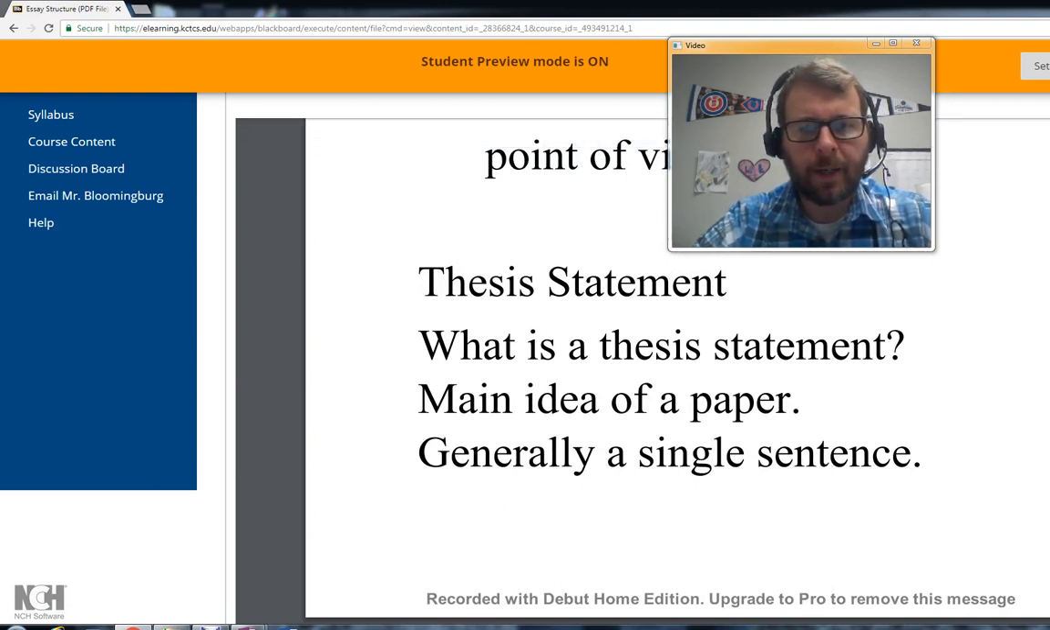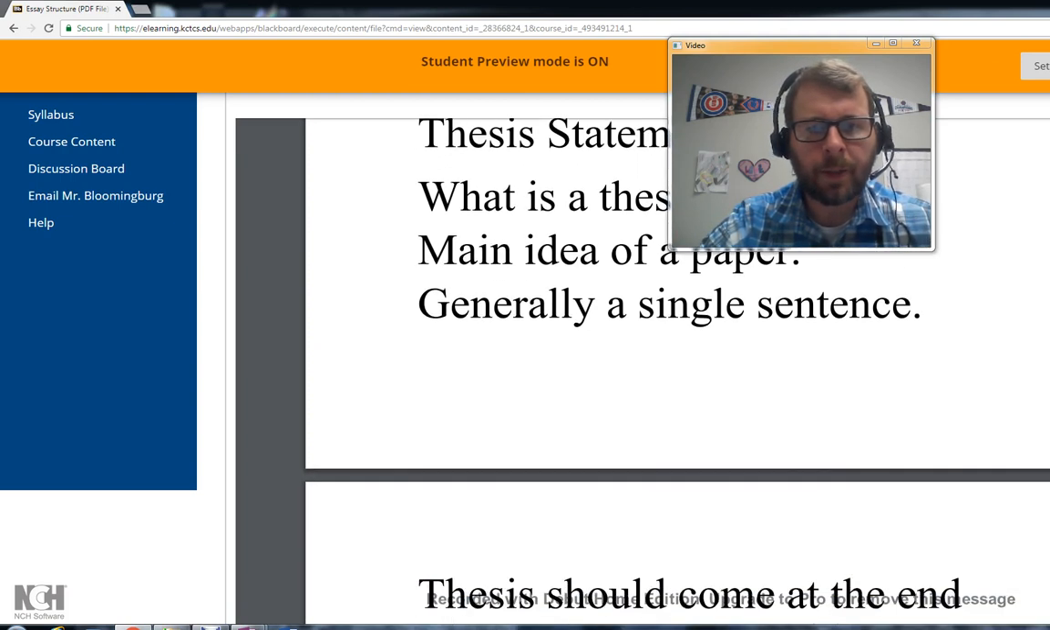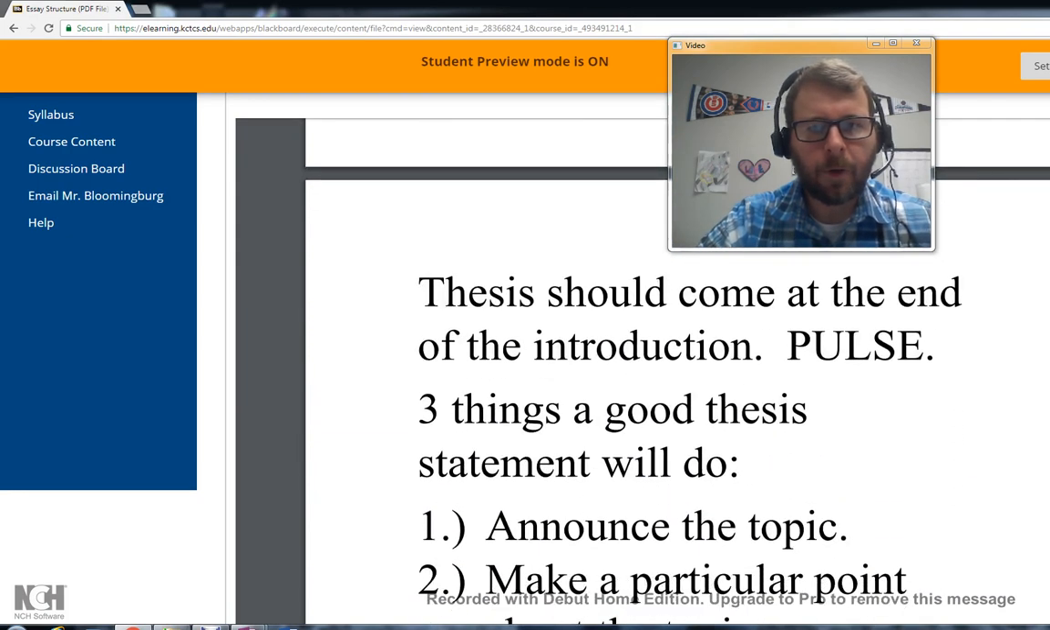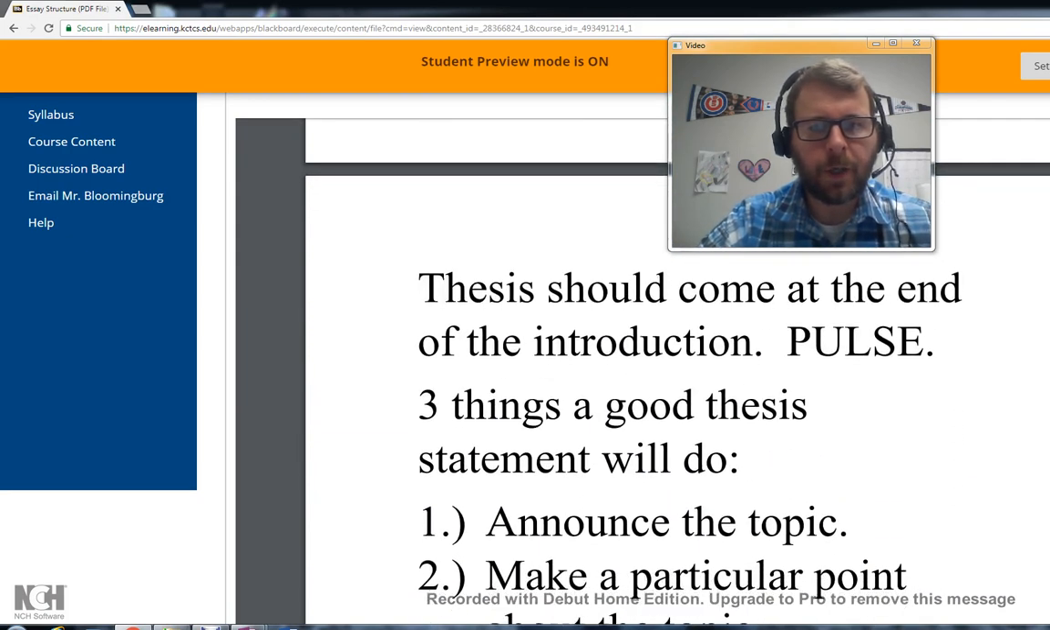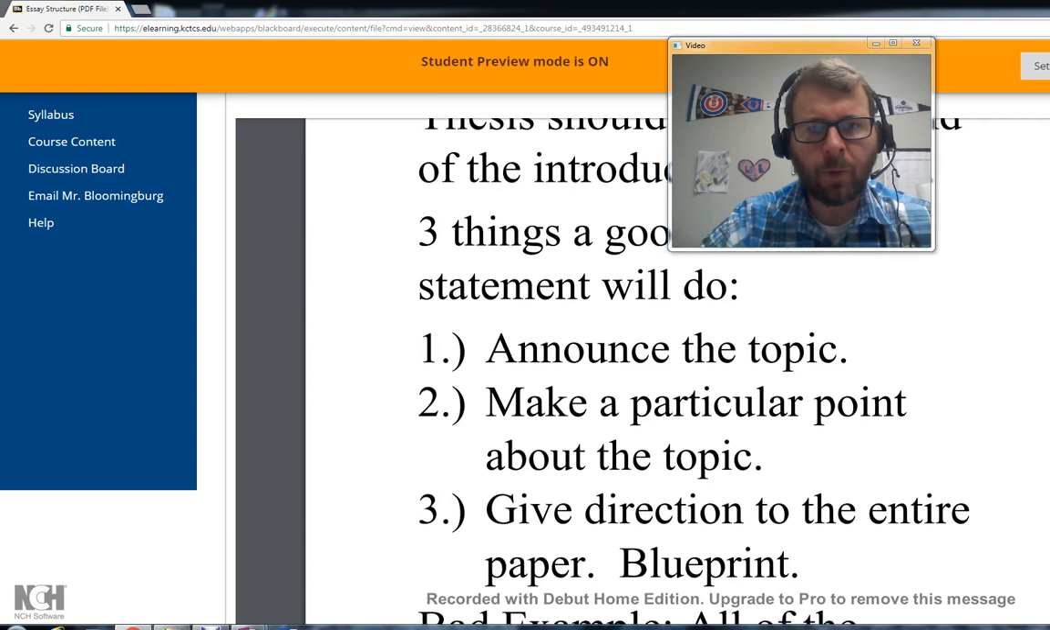It's generally recognized as the main central point or idea that you're examining in your paper. It's generally a single sentence, and for directional sake, you should put it at the end of your introduction. And I put the word pulse as in it is the pulse or heartbeat of your paper. 3 things a good thesis statement will do.